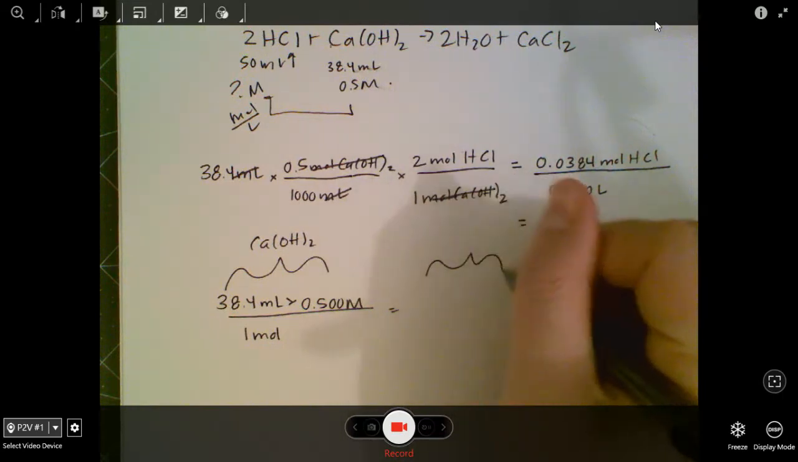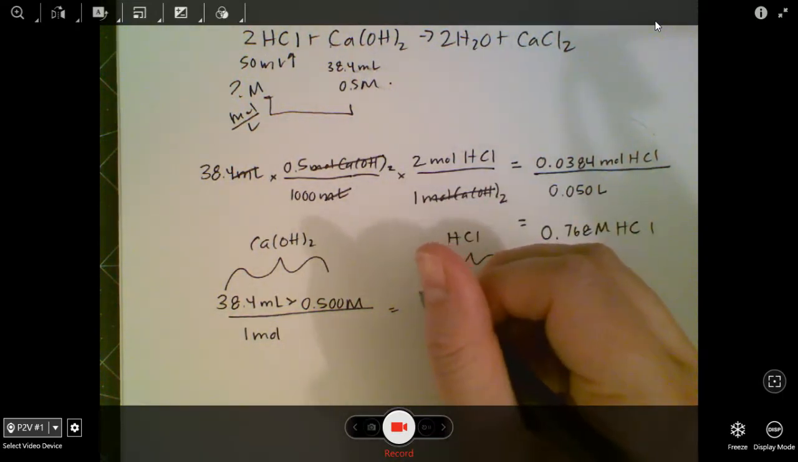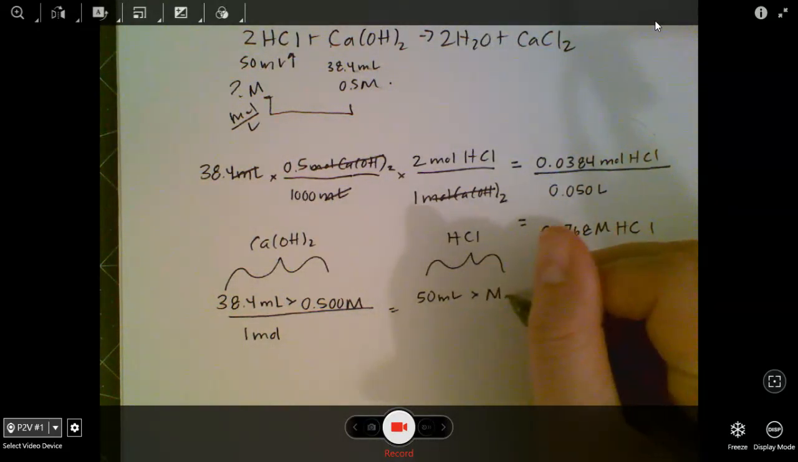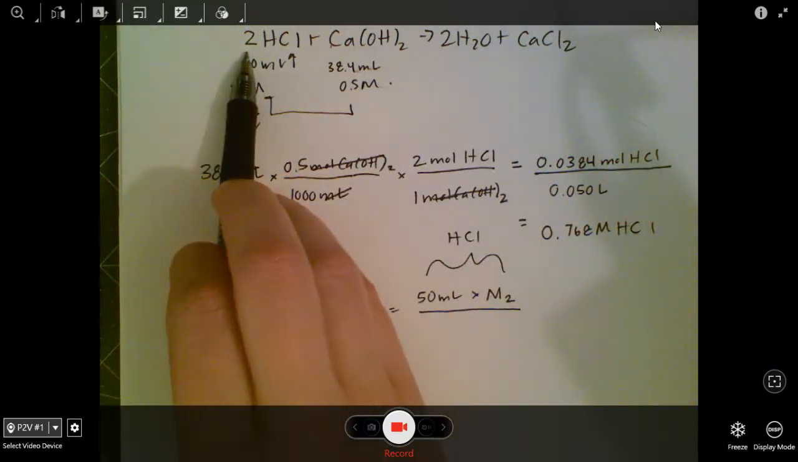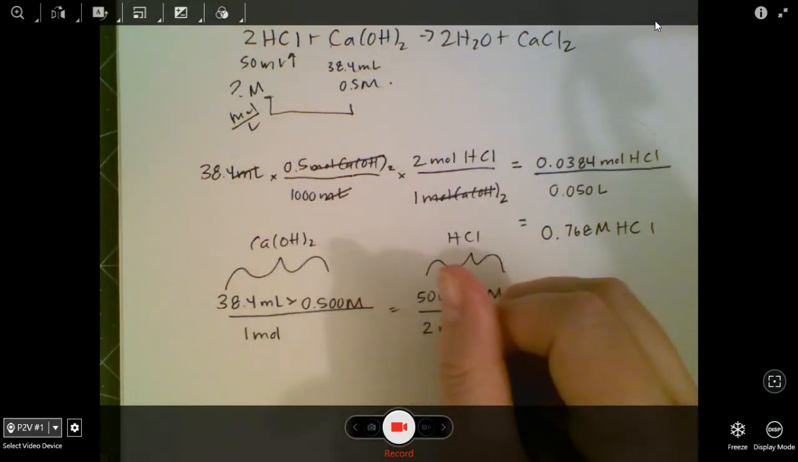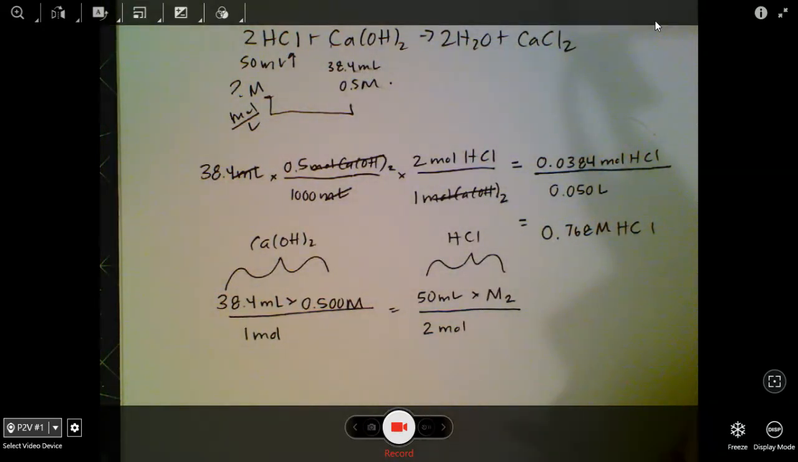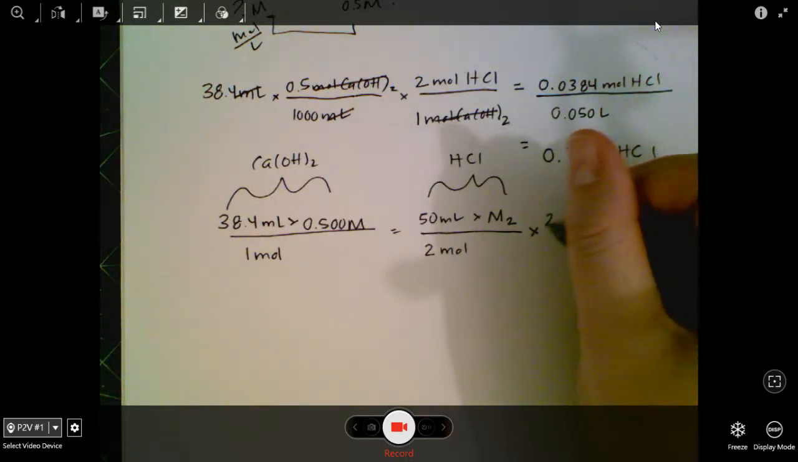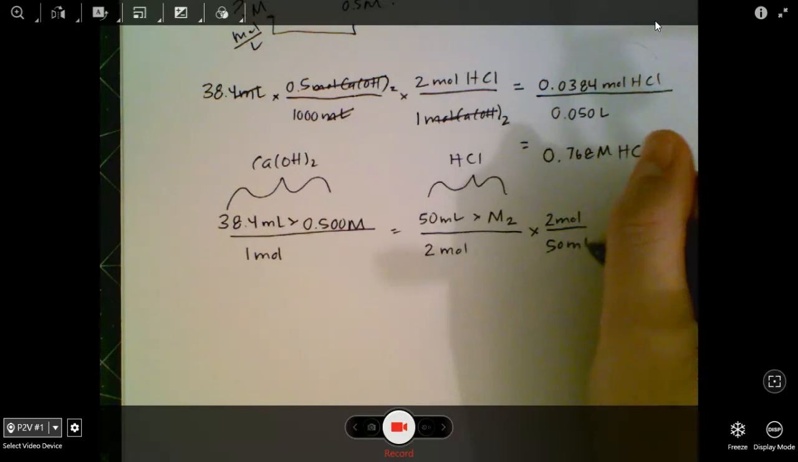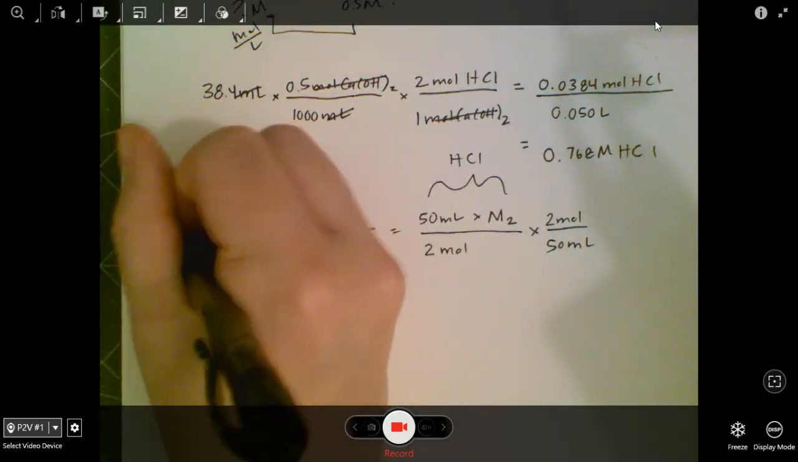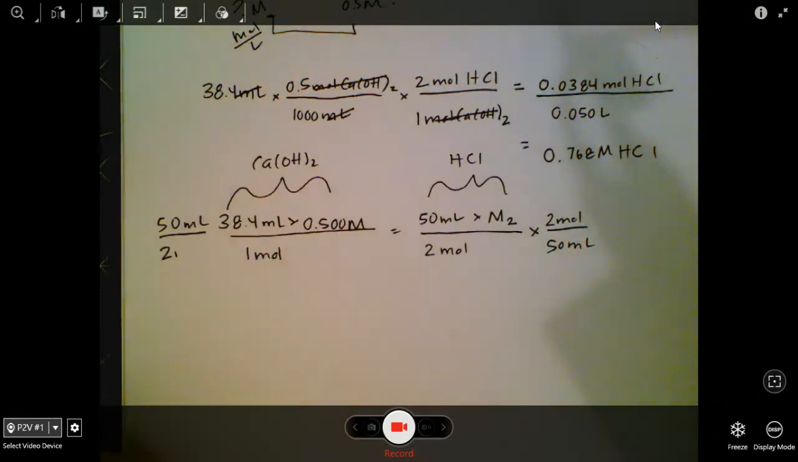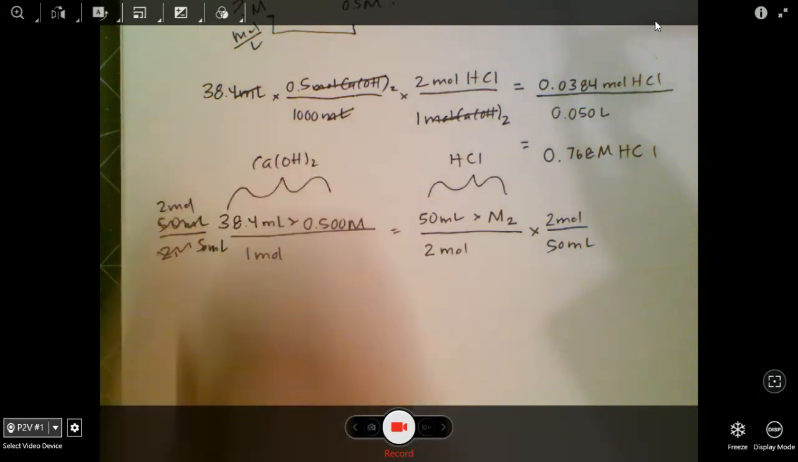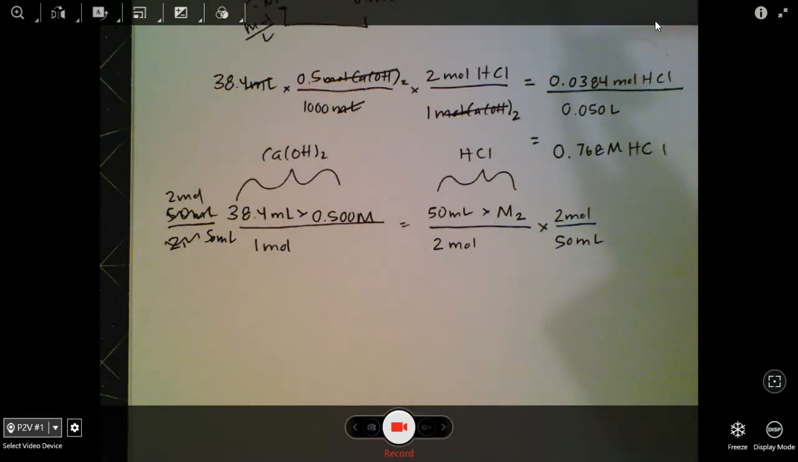On the other side, I'm going to have HCl's information. It was 50 milliliters, the size of the sample that I was analyzing. I do not know the molarity of that, but I do know that in my HCl, I have a coefficient of 2, so I'm going to put 2 moles there. Now it's just an issue of solving the algebra. So I'm going to multiply both sides by 2 moles over 50 milliliters to get my units to cancel out. Oops, I mixed that up. Sorry, my bad. There we go. Pretend that never happened.